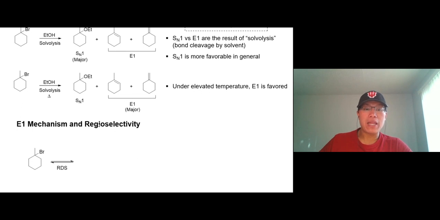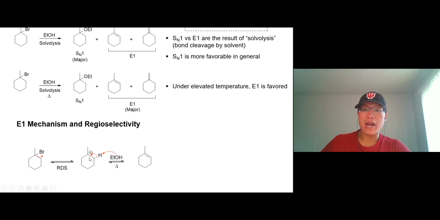All right. Let's be familiar with E1 real quick, just the mechanism. First step, just like SN1, is carbocation formation. That's the rate determining step. And then the next step is similar to E2, actually exactly the same as E2. Find a beta hydrogen from the carbocation. We have alpha, we have beta right there. Deprotonation, and you get a double bond there.